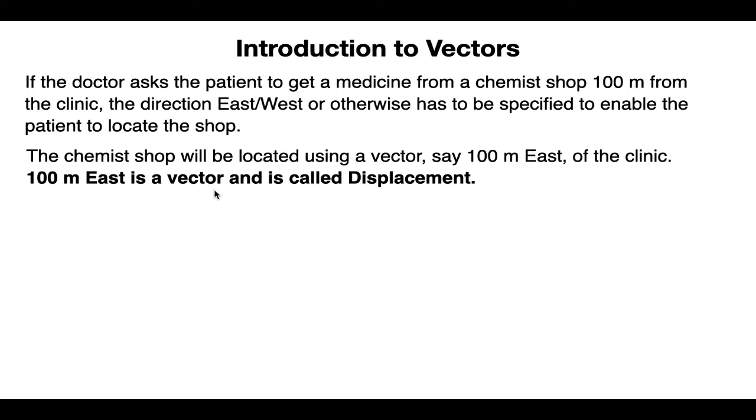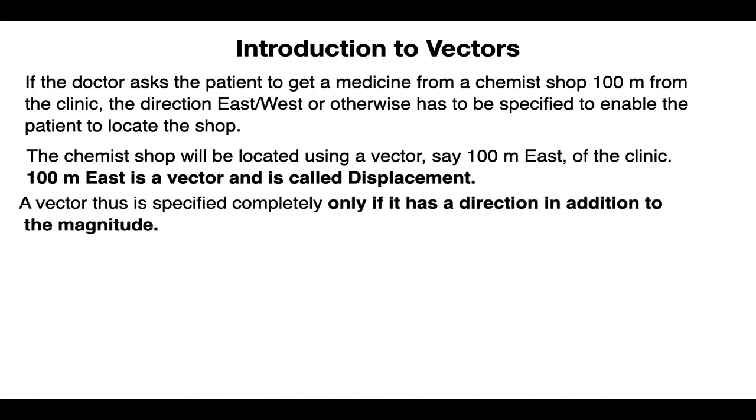100 meters east is a vector and we call it displacement. Only 100 meters will be distance. 100 meters east will be displacement because it is a vector quantity. A vector is thus specified completely only if it has a direction in addition to the magnitude.